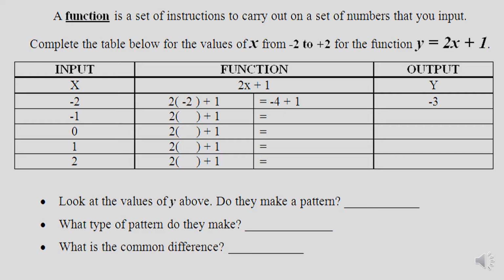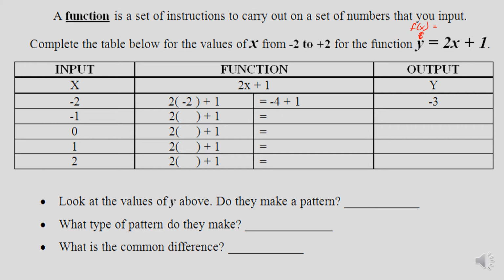Complete the table below for the values of x from -2 to +2 for the function y equals 2x plus 1. Okay, so in previous lessons of functions we've used f of x equals. So for the line we use the variable y. So y refers to the outputs, what goes on the vertical axis. Okay, but otherwise it's the same as f of x.